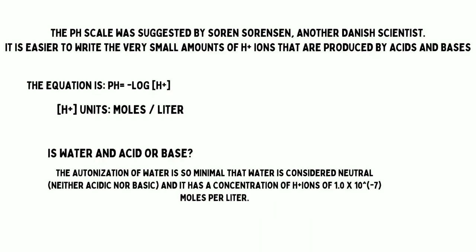So let's move on to the pH formula. The pH scale was suggested by Søren Sørensen, another Danish scientist. It is easier to write the very small amounts of H plus ions that are produced by acids and bases. The equation is pH equals negative log of the concentration of H plus ions. The concentration of H plus ions is represented in moles per liter.